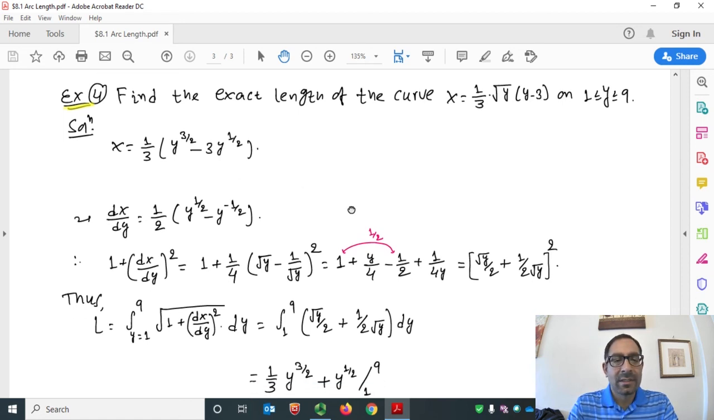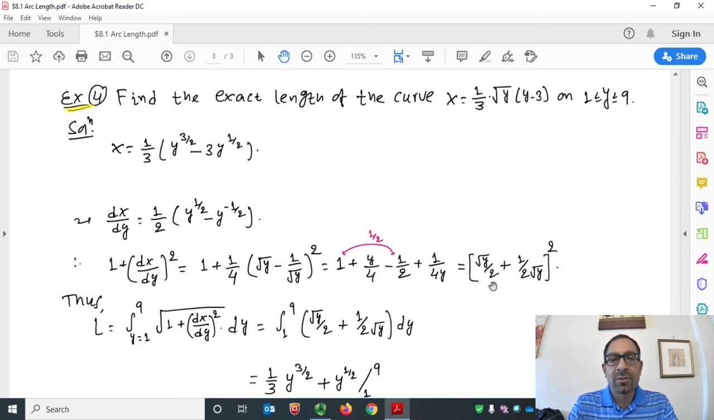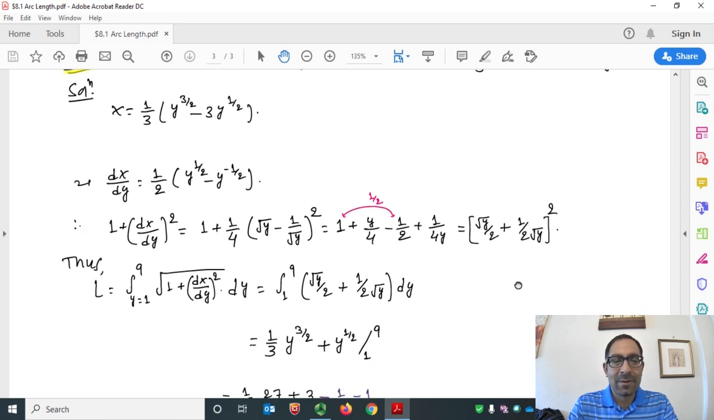Great. Then take the derivative. Here we are taking the derivative with respect to y, so dx over dy equals, its derivative turns out to be 1/2 times y power 1/2 minus y power minus 1/2. Compute this expression, which is 1 plus (dx over dy) squared. It turns out to be exactly what we did in example 3. Simplify, it turns out to be (radical y over 2 plus 1 over 2 times radical y) squared. Great. Then let's apply the formula.